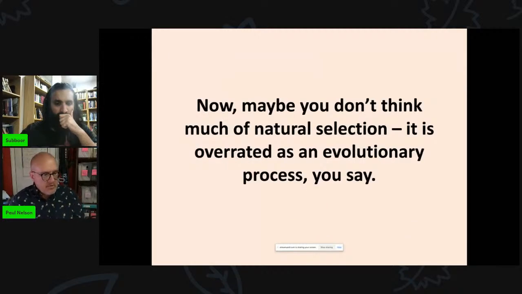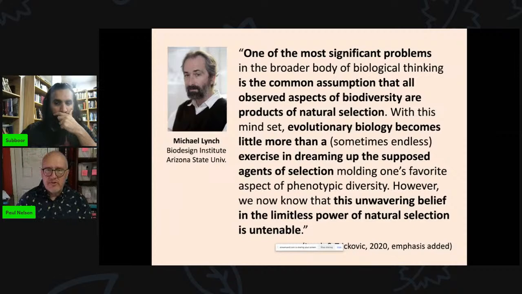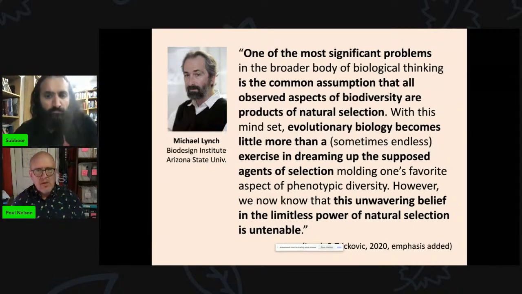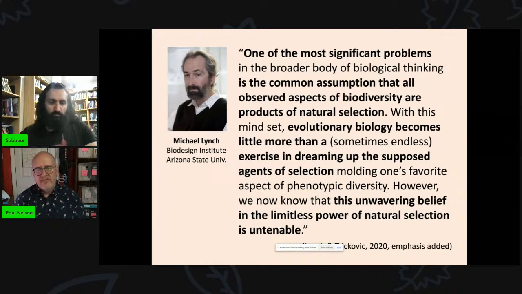Now, as I said a moment ago, there's increasing skepticism about the explanatory adequacy of the neo-Darwinian framework, where natural selection occupies center stage. So someone like Michael Lynch at Arizona State has been very outspoken about what he regards as the deficiencies of selection. He says, it's become little more than an exercise in dreaming up supposed agents of selection. And this is a problem. He said, this unwavering belief in the limitless power of natural selection is untenable.